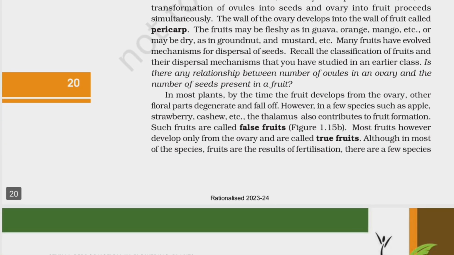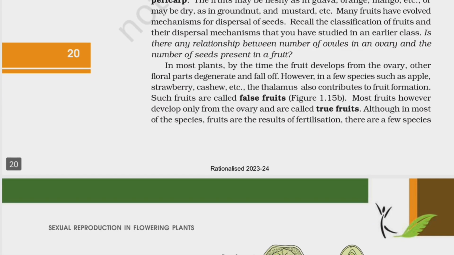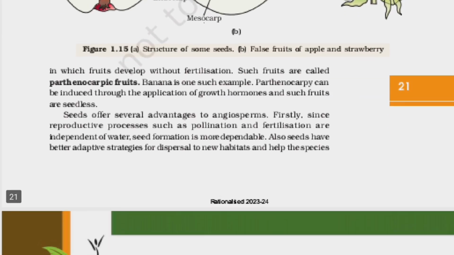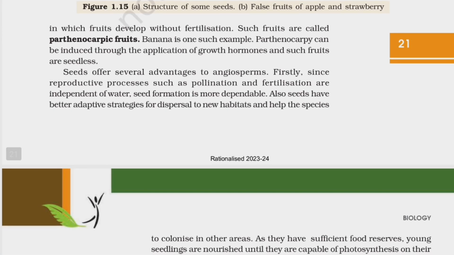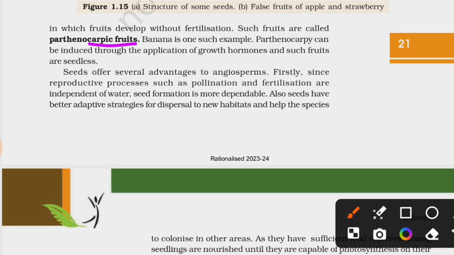Although in most species fruits are the result of fertilization, there are a few species in which fruits develop without fertilization, which are called parthenocarpic fruits. Banana is one such example. Parthenocarpy can be induced through the application of growth hormones, and such fruits are seedless.